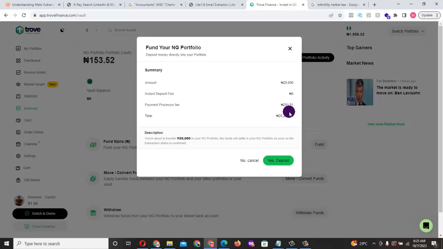Boom. So these are the charges for funding 20,000. You're going to pay 210 naira 51 kobo for the charges. You see, Trove is a very unique online platform that we use to do local trading and foreign trading. Even though the processing fees are sometimes a bit higher, look at it, it's not too much. So I'll go ahead and say yes, deposit.